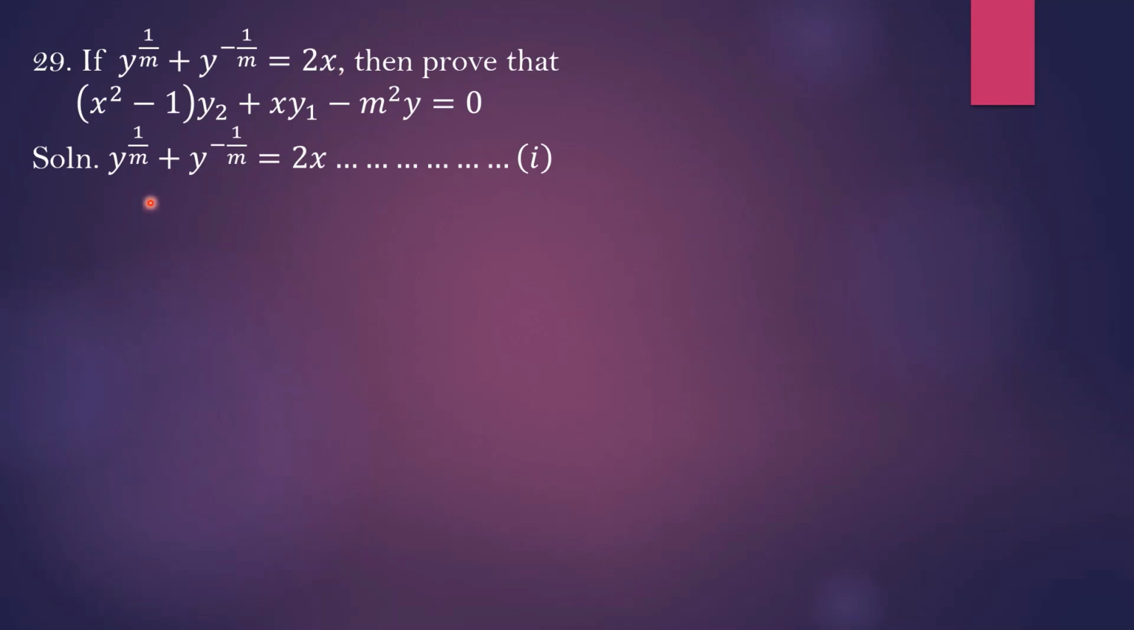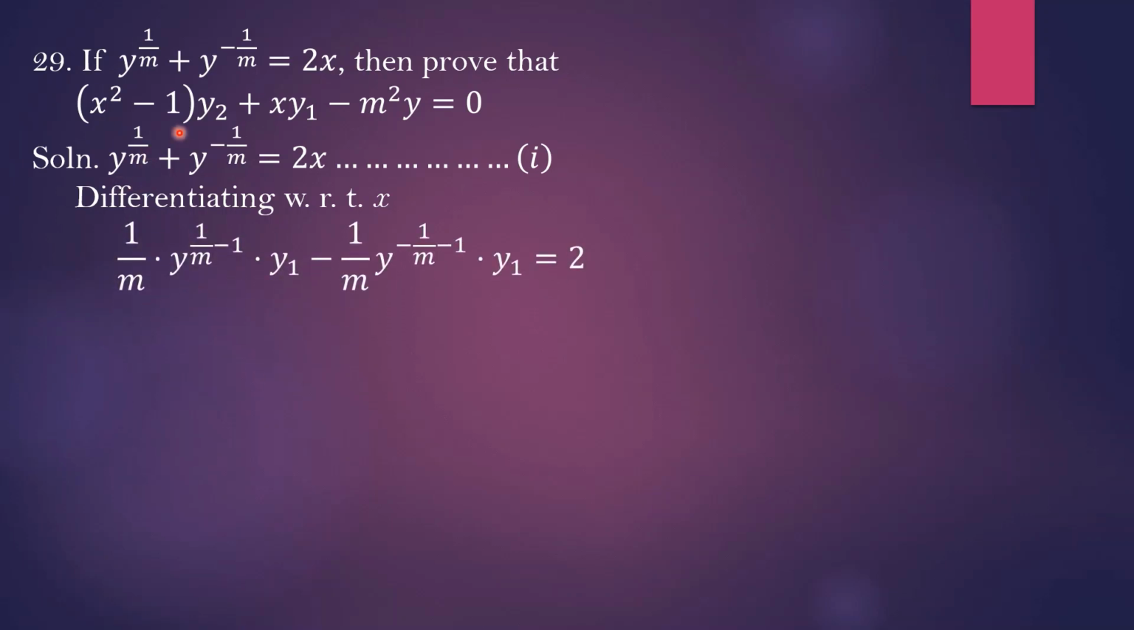Then take the derivative of the first term, differentiating with respect to x, because it is an implicit function. So this is a power function, so 1 by m comes, 1 by m y to the power 1 by m minus 1 into y derivative, which is y1, by chain rule. Then minus, here also 1 by minus 1 by m comes, into minus 1 by m minus 1, index rule, into y derivative is y1, equal to the right side, which is only 2.